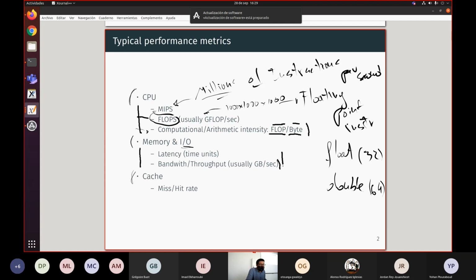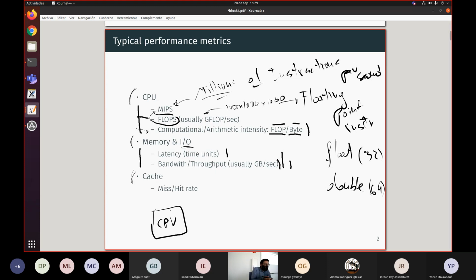So these two are the typical metrics to know the performance of our memory when we are accessing memory. So a low latency is good and a high bandwidth is good. When we are accessing memory, we have our CPU here. The CPU is executing instructions like an addition, and these instructions are using data that is in our memory. Our data is in memory, in different locations.